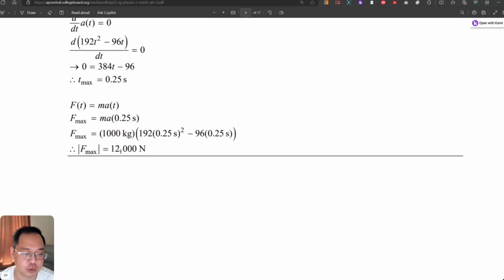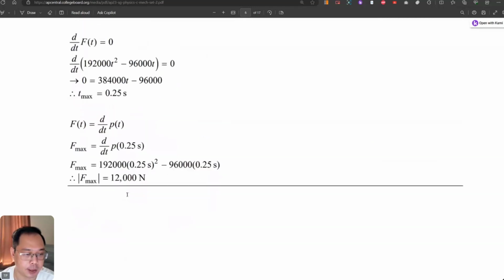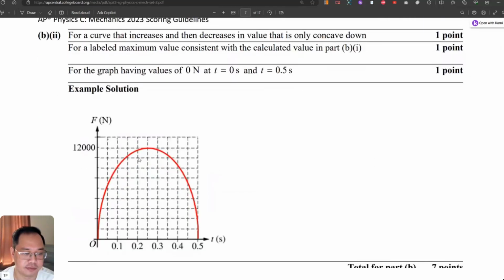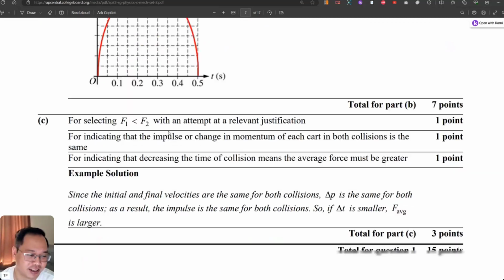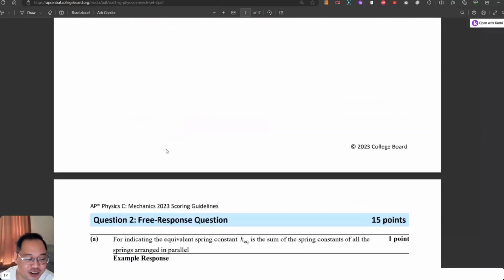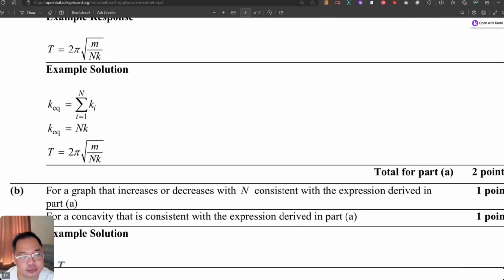Maximum force, magnitude 12,000. The graph is not as accurate as my graph because I calculated one value. They didn't calculate. Okay, question 2 here, nk, that's it. Square root of m over nk.